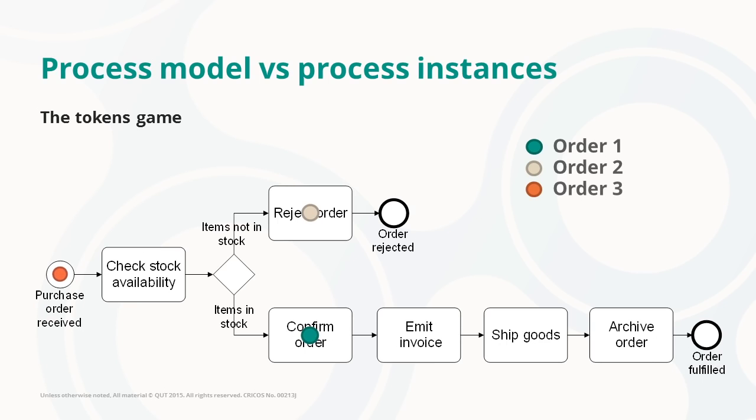So we may receive yet another order, say order number 3, and as we check stock availability for that order, the other tokens, so the other corresponding process instances, that for order 1 and that for order 2, keep going until they reach an end event. So once we reach the end event, it destroys that token, meaning that the instance is being completed.